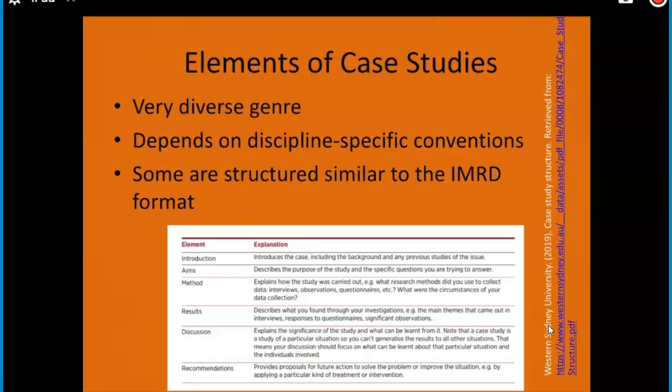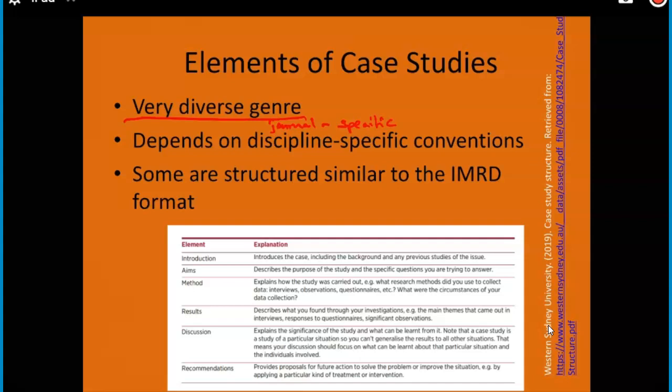So let's look at some elements of case studies, and this comes from a website by Western Sydney University on case study structure that I wanted to show you because it so clearly looks like the IMRAD. But before I go to the table, it is a very diverse genre, right? It's diverse because almost each discipline has a slightly different approach to it. Case study design and structure elements depend on discipline-specific convention, sometimes even on journal-specific convention, right? Some journals want case studies reported in a certain way and others in another way.